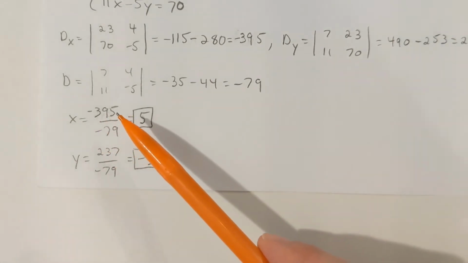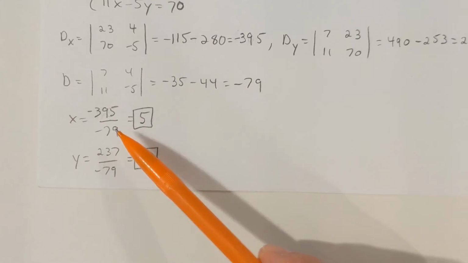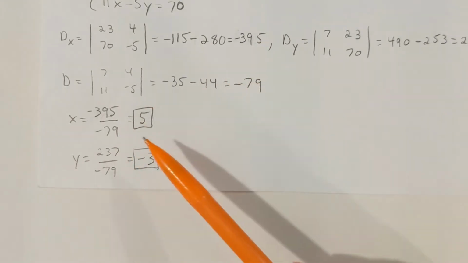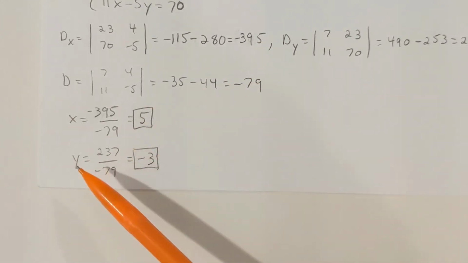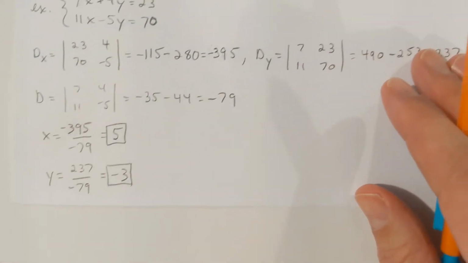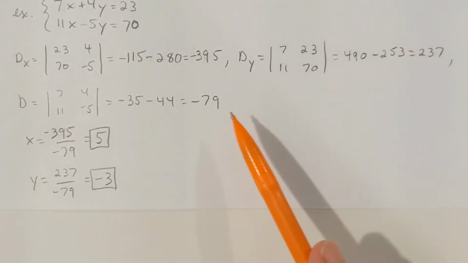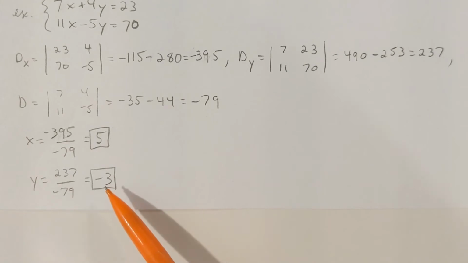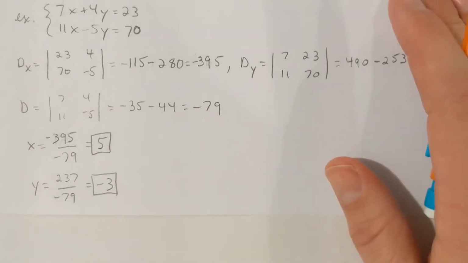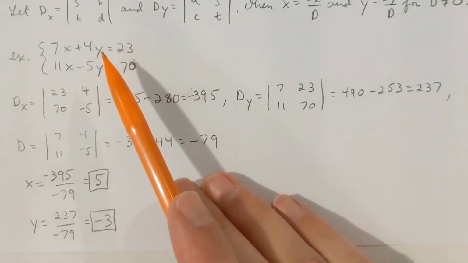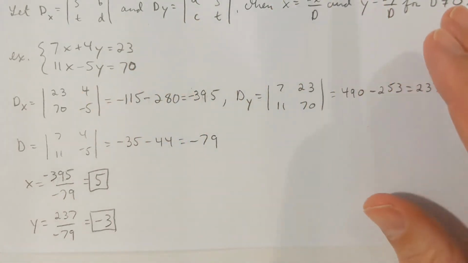x is where we take d sub x divided by d. We found those numbers there, and you get 5 when you simplify. y would be where you take d sub y divided by d. And again, we found those numbers. We get y equals negative 3. And of course, I could check those if I wanted to, like I could any other system.